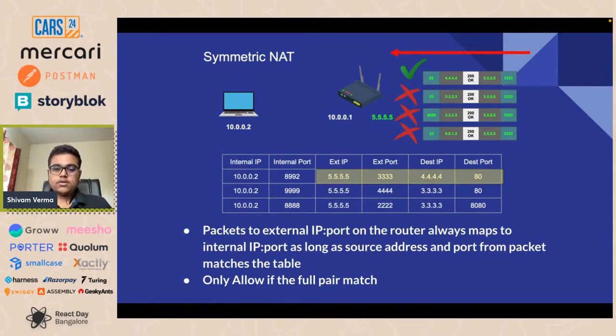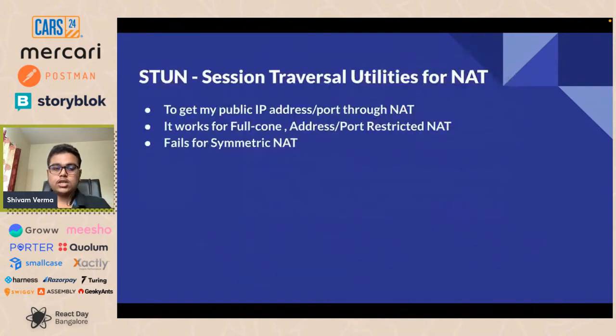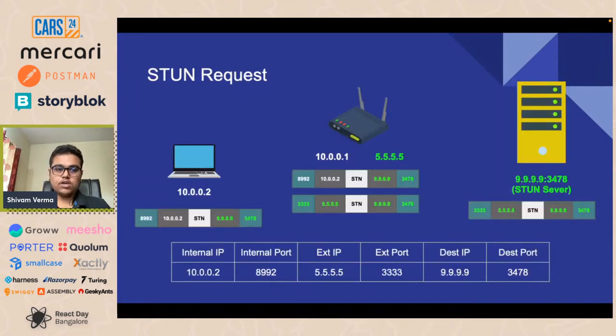So how to overcome this problem of NAT if we want to do a peer-to-peer based network? There are two concepts which let us bypass this NAT problem. The first one is STUN. STUN stands for Session Traversal Utilities for NAT. STUN is a separate kind of server where you send a request and you get your public facing IP address as a response. It works in the case of full cone, address restricted and port restricted NAT, and fails in the case of symmetric NAT.